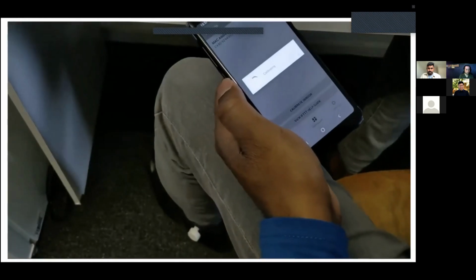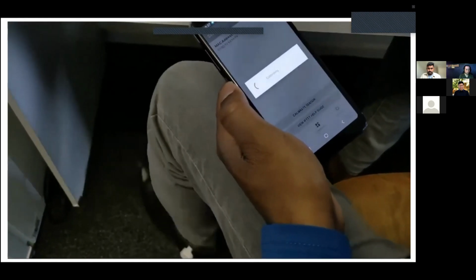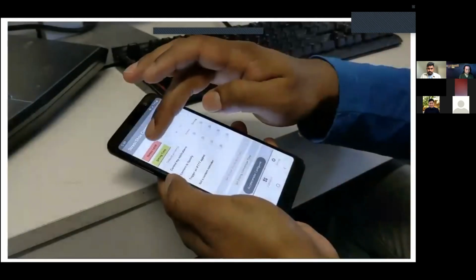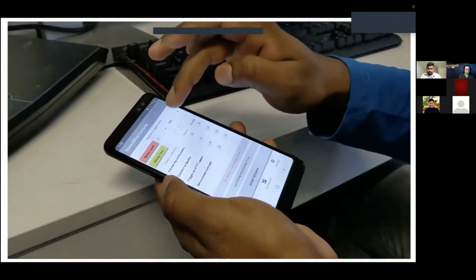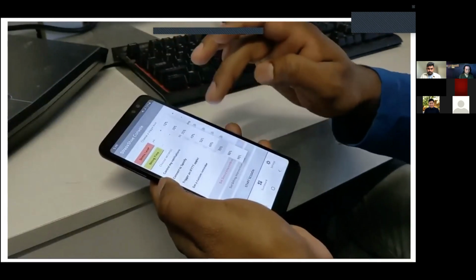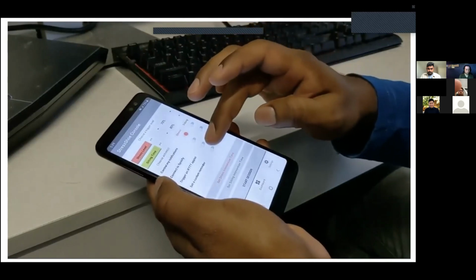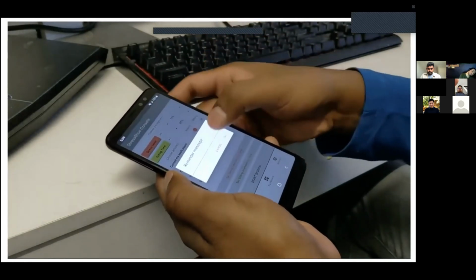After connecting, the sensor needs to be calibrated. Then users can select the stress level and the logic of the condition to trigger an intervention. Finally, interventions can be selected.